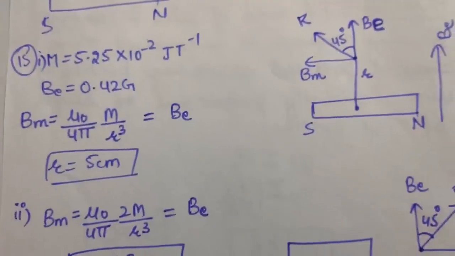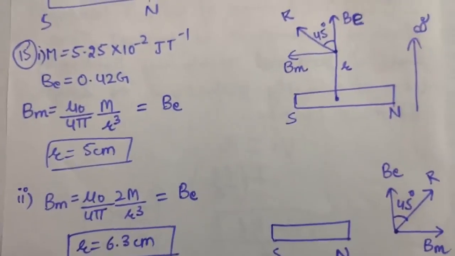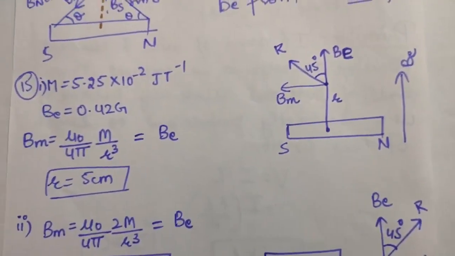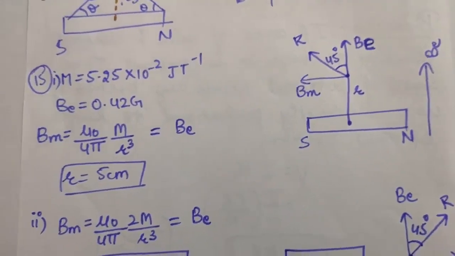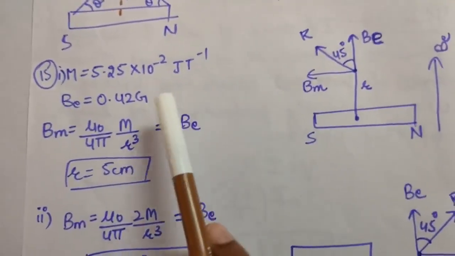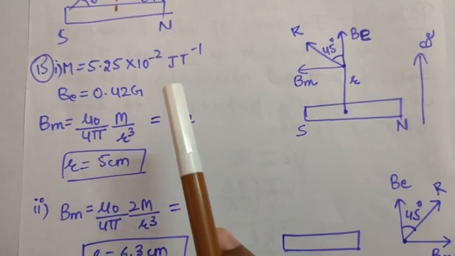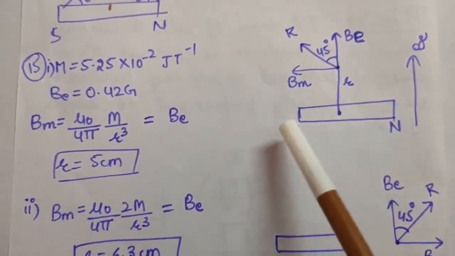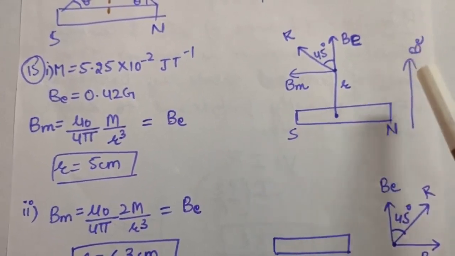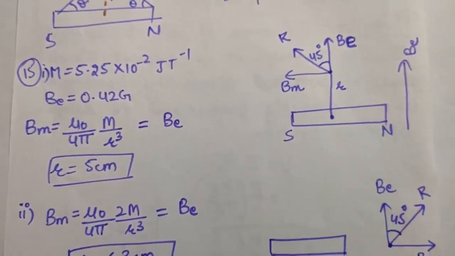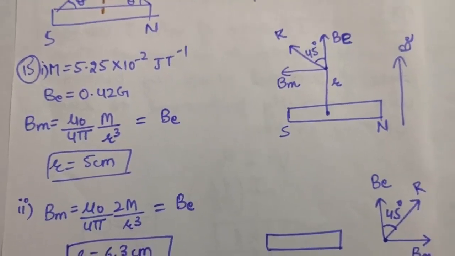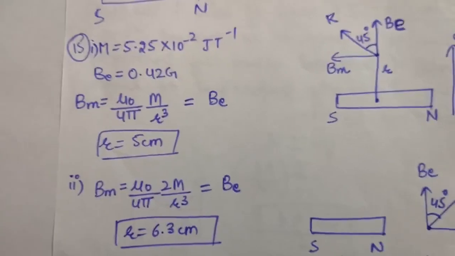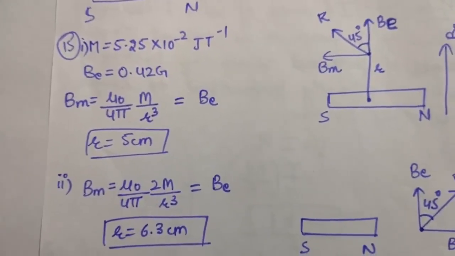The next question is question number 15. It has two parts. In the first part, the question says a short bar magnet of magnetic moment 5.25 into 10 power minus 2 is placed with its axis perpendicular to the Earth's magnetic field. Let us suppose this is the axis of the magnet and this is the direction of the magnetic field; they are perpendicular to each other, as given in the question. Now it is asked, at what distance from the center of the magnet is the resultant field at 45 degrees with the Earth's field?